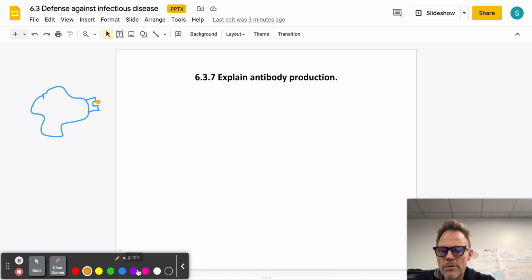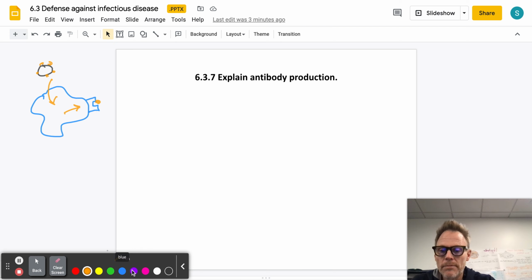So just to review real quick, let's say we have a bacteria, and on the surface of that bacteria were these orange, I'm making them orange, little round proteins, antigens. Macrophage will eat it, break it down and present the antigen on the surface.